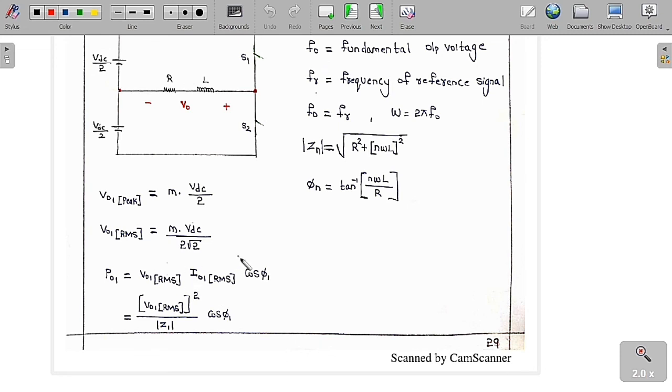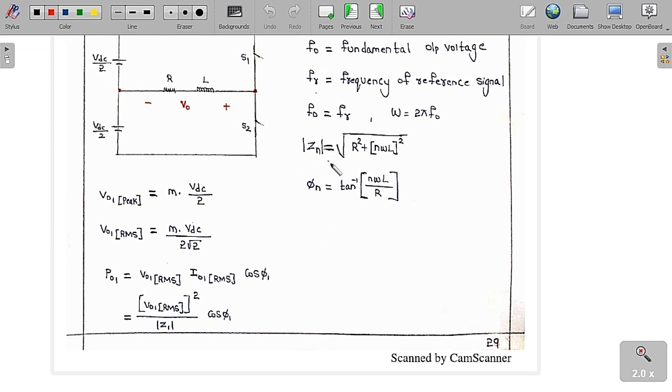I have already told you the general output voltage is equal to sigma n equal to 1, 3, 5 up to infinity of 4 into peak value VDC by 2 by n pi into sin n omega t. Whereas the output current is equal to sigma n equal to 1, 3, 5 up to infinity of 4 into VDC by 2 by n pi into mod of Zn, into sin of n omega t minus phi n, where phi n is equal to tan inverse of n omega L by R.